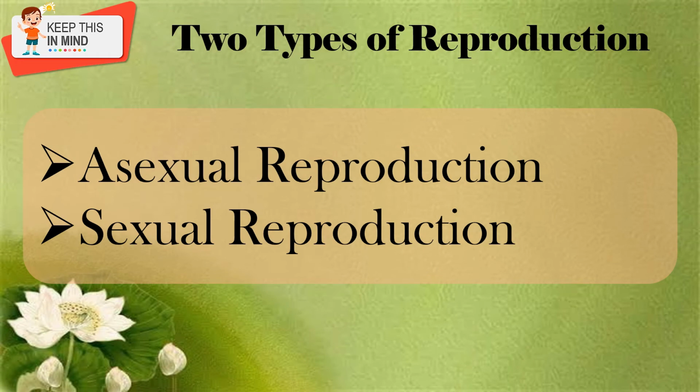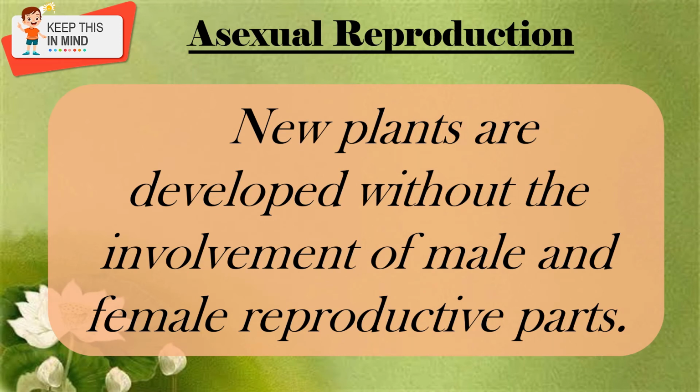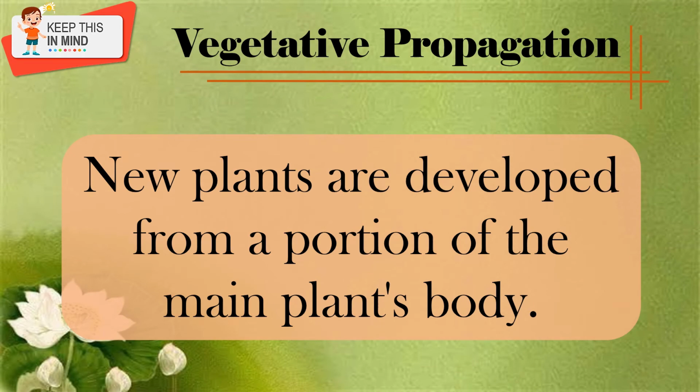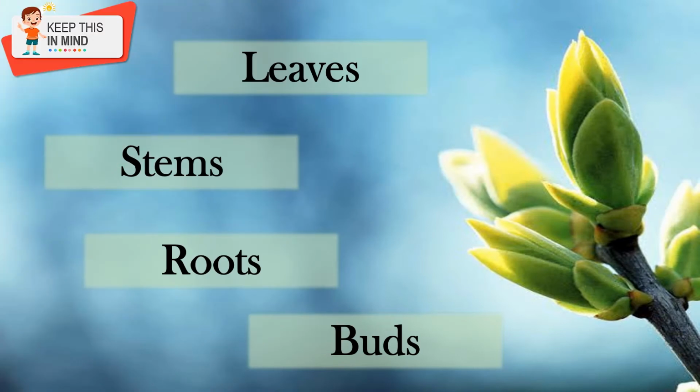There are two types of reproduction: asexual reproduction and sexual reproduction. In asexual reproduction, plants can give rise to new plants without the involvement of male and female reproductive parts. Asexual reproduction in plants can occur in a variety of forms. One of these is through vegetative propagation, where new plants are developed from a portion of the main plant's body. Plants develop through leaves, stems, roots, or buds.